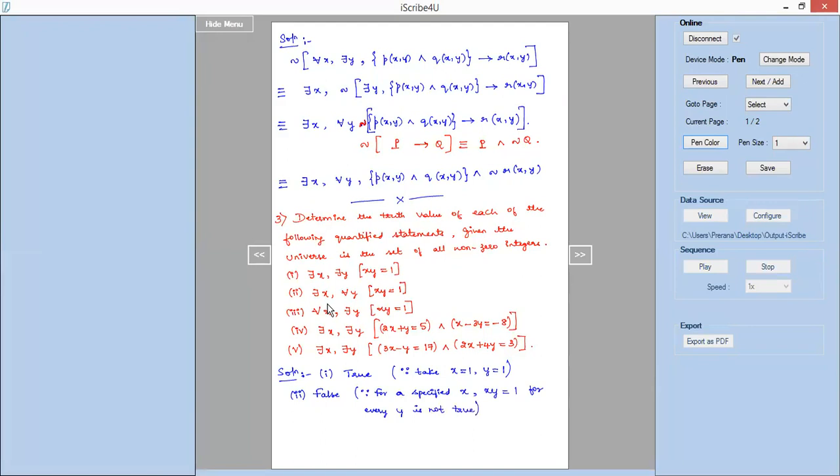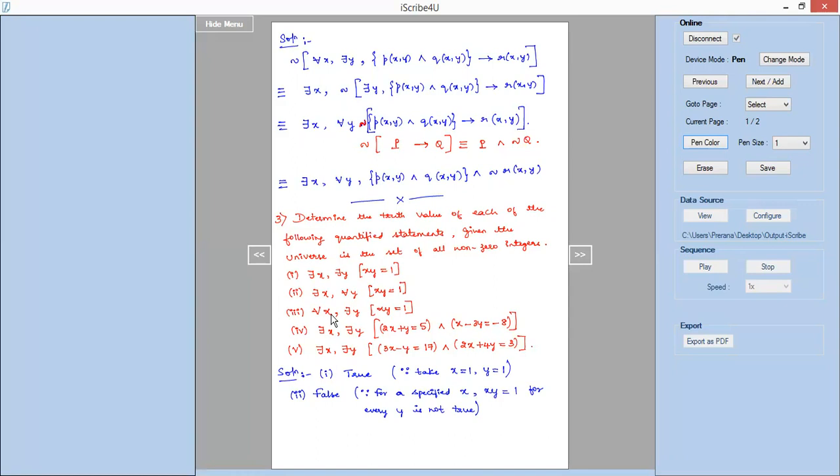For every y, this is not true. Okay, so this is the reason why it is a false statement. Now let us see the third one. The third one is again false because it happens in the same manner as the second case we did.